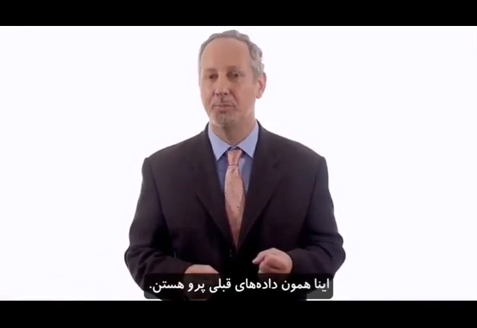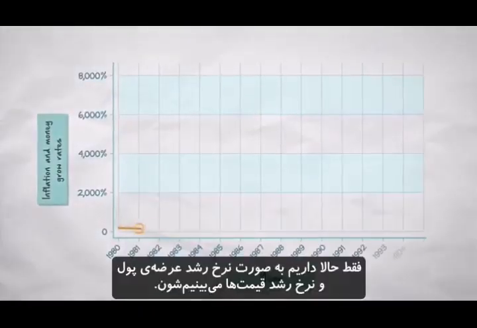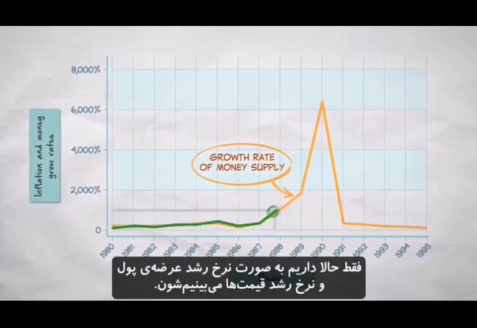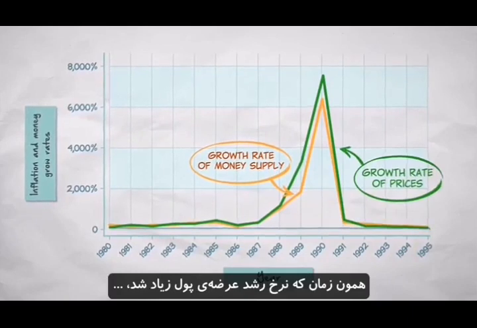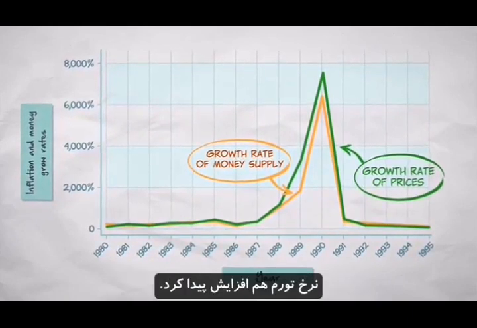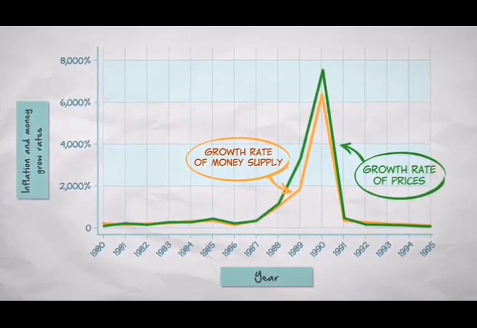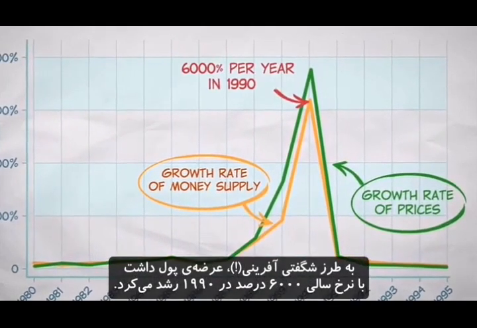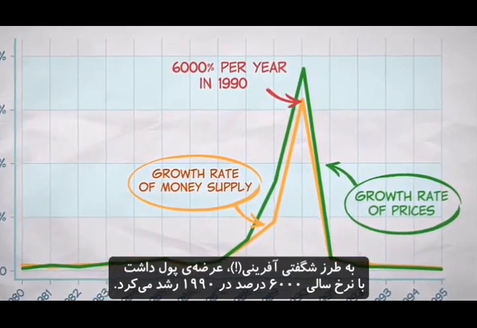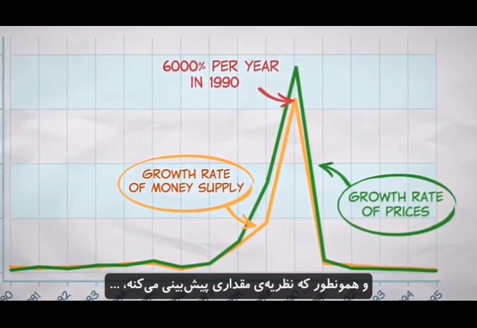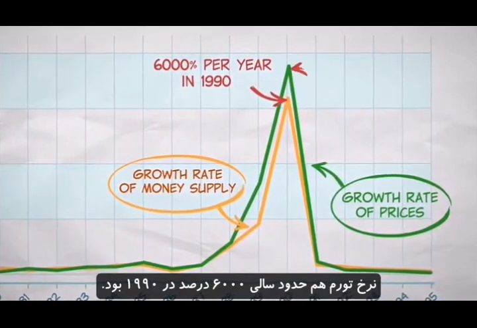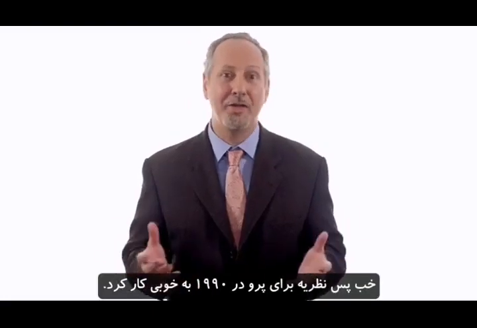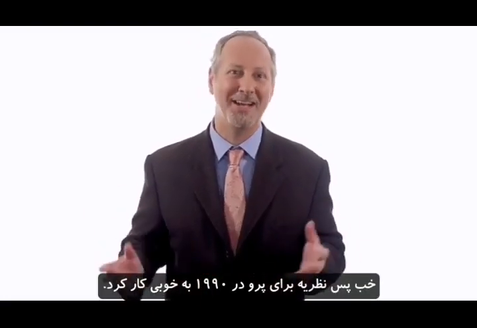Here's the same data from Peru as before, except now we're looking at the growth rate of the money supply and the growth rate of prices. As the growth rate of the money supply increased, so did the inflation rate. Amazingly, the money supply was growing at a rate of 6,000% per year in 1990. And as the quantity theory predicts, the inflation rate was about 6,000% per year in 1990. Okay, so the theory works pretty well for Peru in 1990.